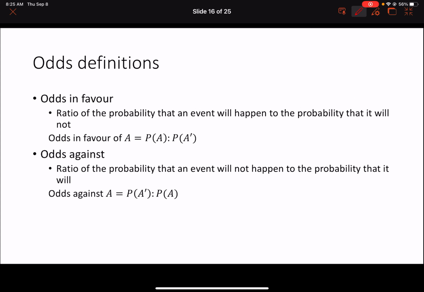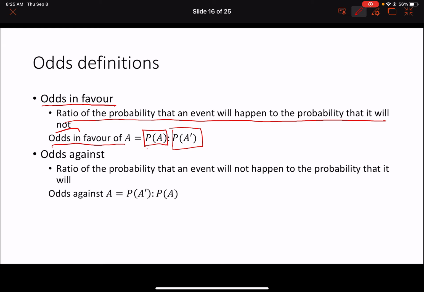Finally, we have the definition of odds. We have odds in favor, which is just equal to the probability of something occurring to the probability that it doesn't occur. Okay? Ratio of the probability that an event will happen to the probability that it will not. Odds in favor of A, PA to P of not A. And then we say odds against. It's basically just these two switched. Probability that it doesn't occur to the probability that it occurs.